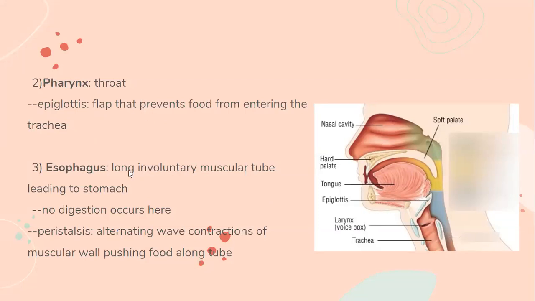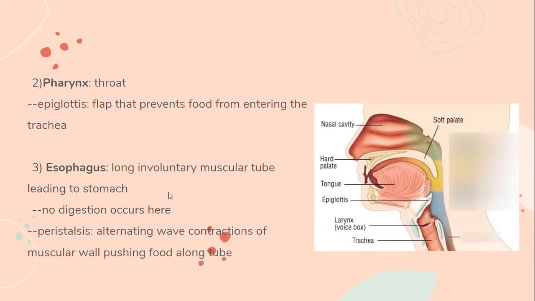Next, we have your esophagus, which is a long involuntary muscular tube leading to the stomach. And if you recall, involuntary means that you have really no control over it. It's not like you can make your esophagus move. It's completely not under your control. You can't move it yourself.